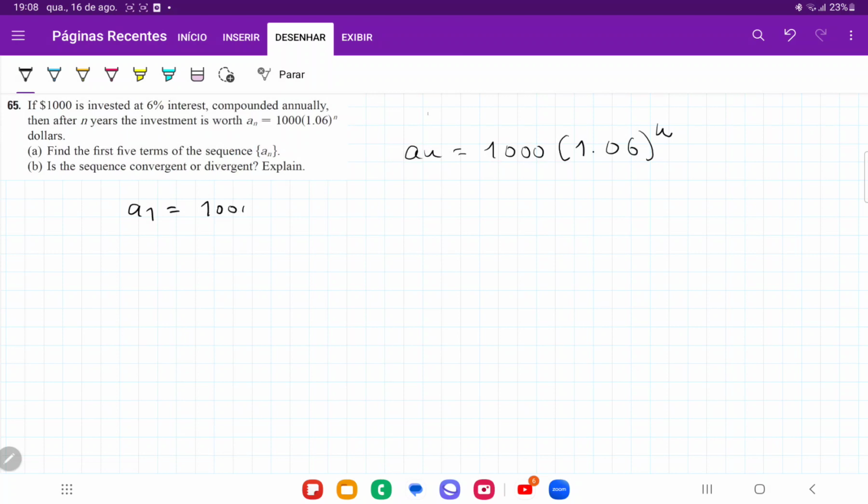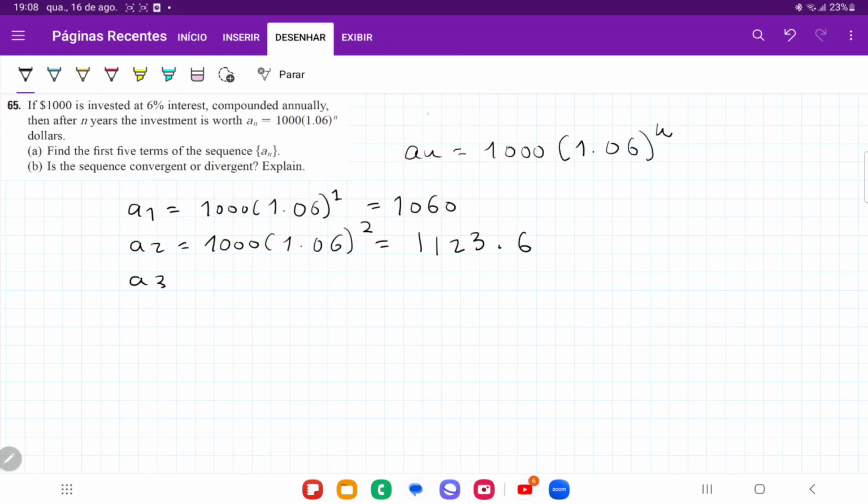A1 is equal to 1,000 times 1.06 to the power of 1, right, which is just 6%, and so this is going to give us 1,060. A2 is going to be equal to 1,000 times 1.06 to the power of 2, and that is going to give us 1,123.6. A3 is equal to 1,000 times 1.06 to the power of 3, which gives us 1,191.